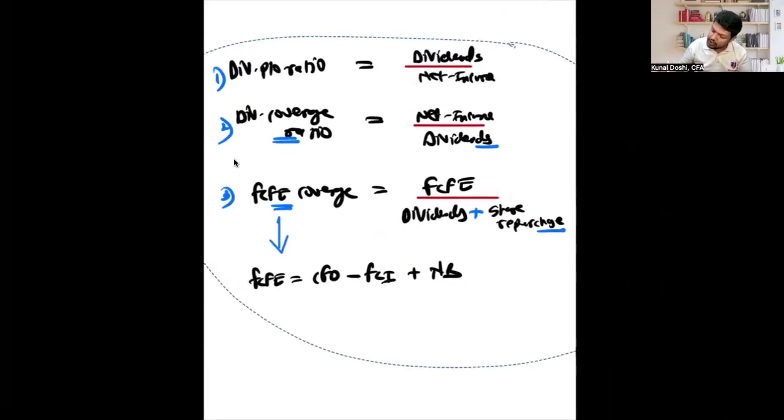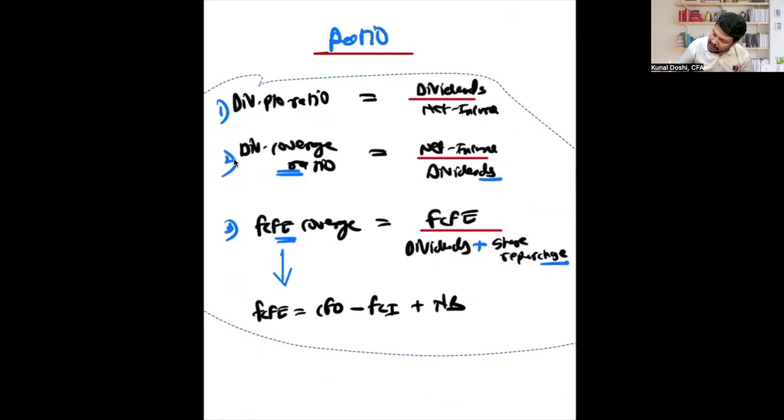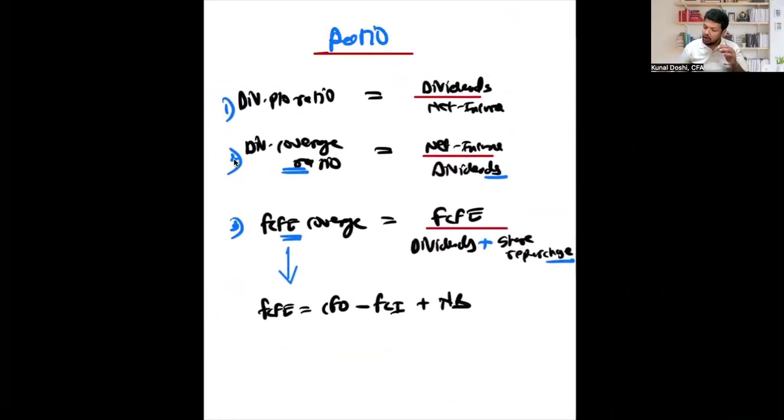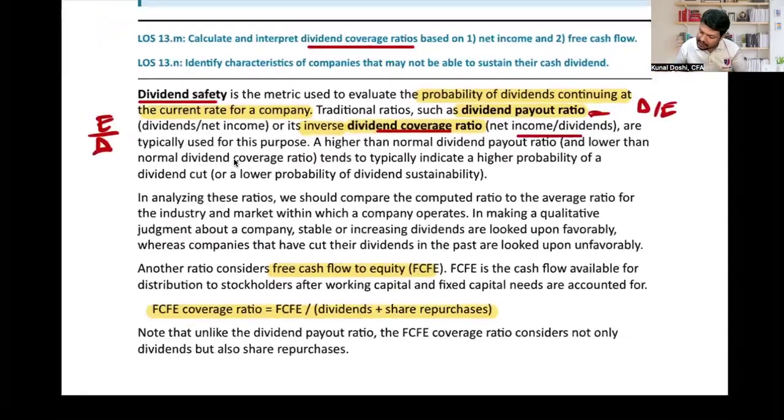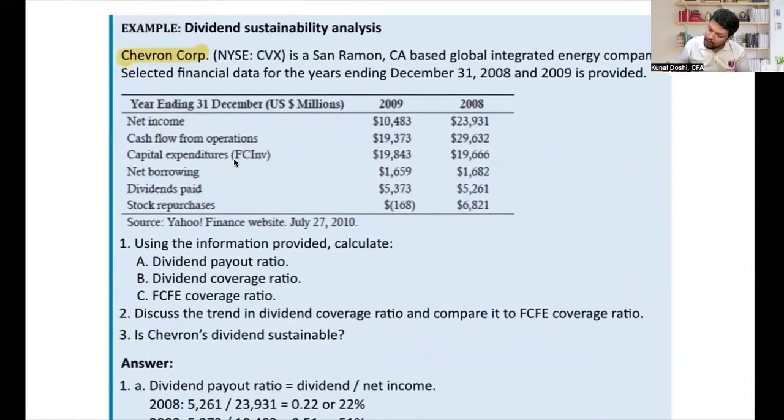These three ratios we are going to study now, and we are going to see the impact of our decision on the company's ratios. Got it, everyone? So let's see this directly. So we have Chevron Corp. Okay, fine. We are given 2 years of results, 2009 and 2008.